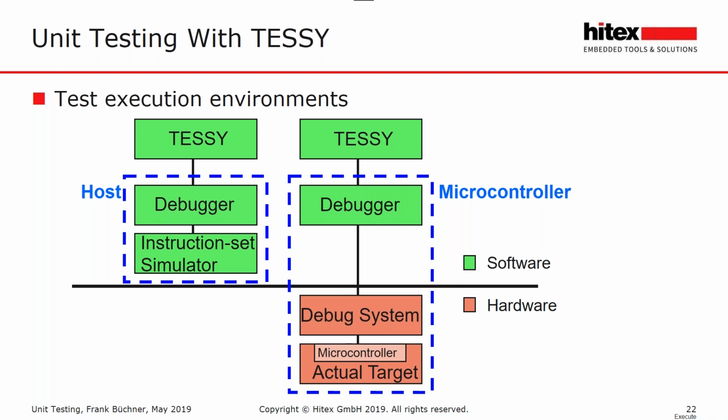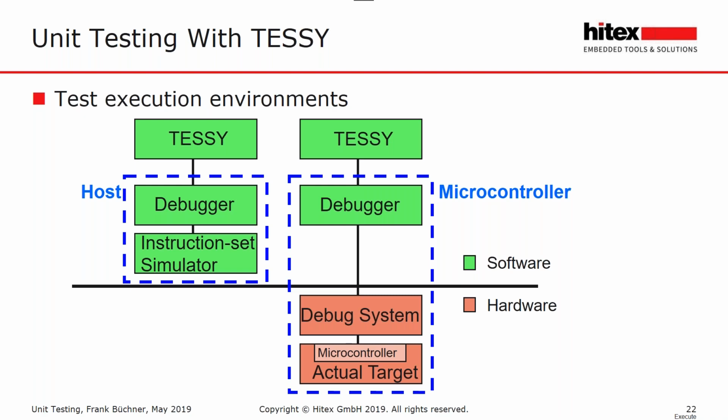The debug system here is usually a JTAG debugger, microlink from Keil, or J-Link from Segger, or something like that. The only difference here is if you want to execute the test application on a certain target hardware, you need to make sure that the startup code and the memory layout of the test application corresponds to the memory layout of your target hardware and the required startup code.